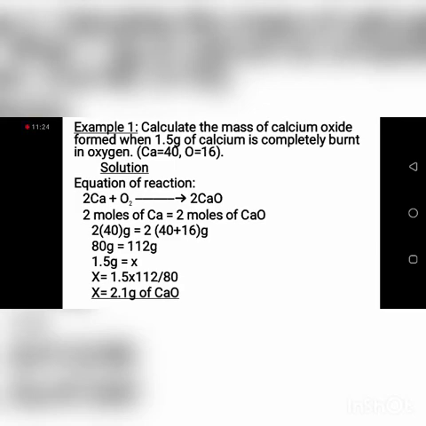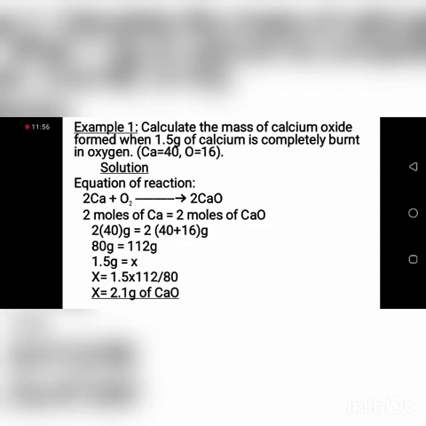You have to calculate the mass of calcium oxide. So in this question, I require calcium oxide and calcium. I don't have anything to do with oxygen there. Now, if I express them in terms of mole first, 2 moles of calcium, you look at before calcium, you're having 2. That shows that 2 moles of calcium will produce 2 moles of calcium oxide.